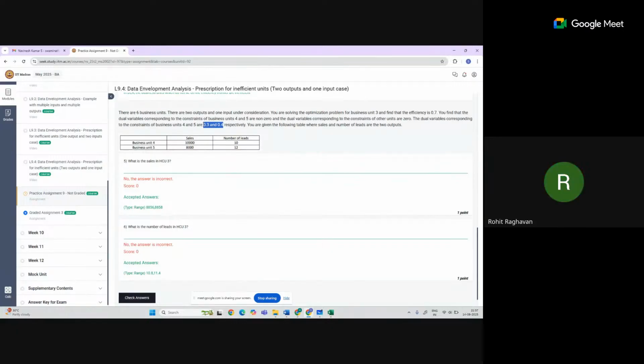Okay, sir. Just one more follow-up. For 4 and 5 it is non-zero, and 3 is inefficient, so we are solving it. For the others, what will we do? Here you have to solve the DEA problem for each and every DMU. Right now, I am giving you only one problem, which was solved for DMU 3, business unit 3. Likewise, you have to solve it for DMU 1, 2, 3, 4, 5, and 6. There are 6 business units, which means you have to solve 6 DEA problems.